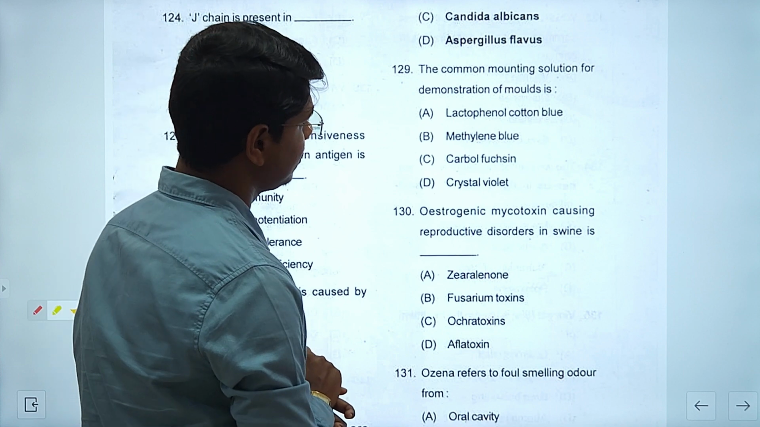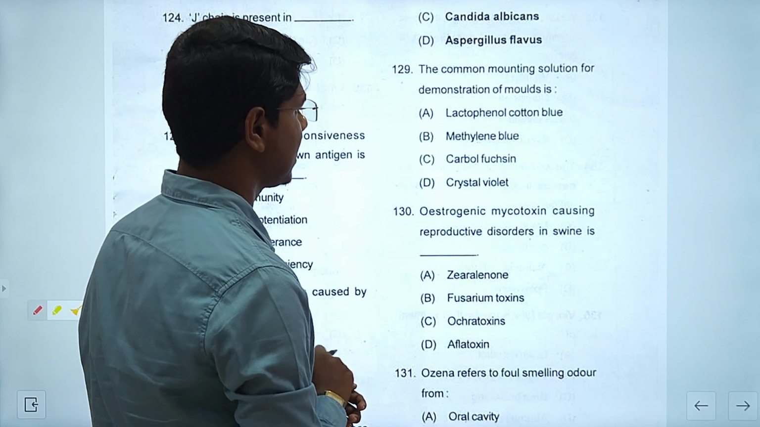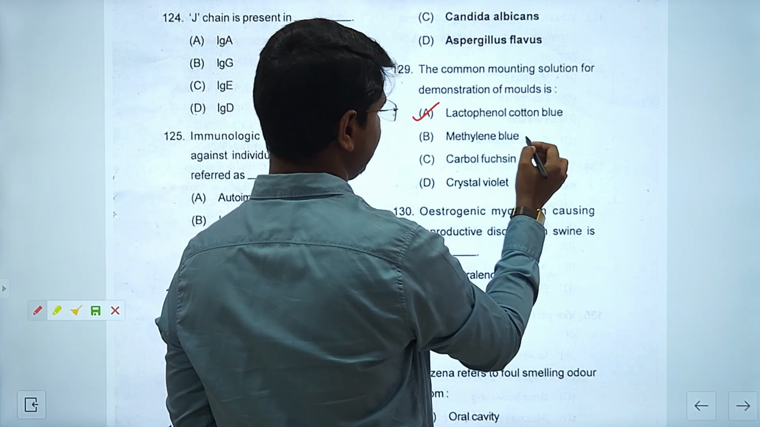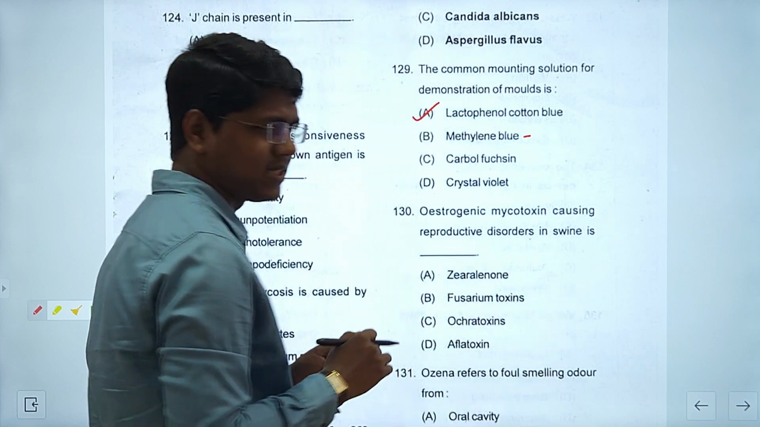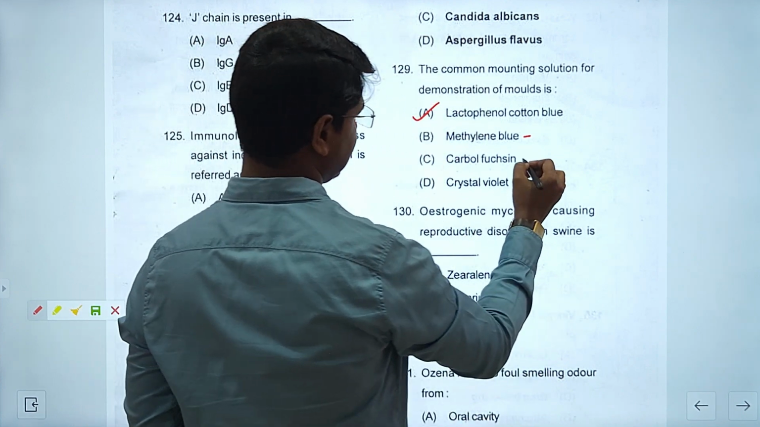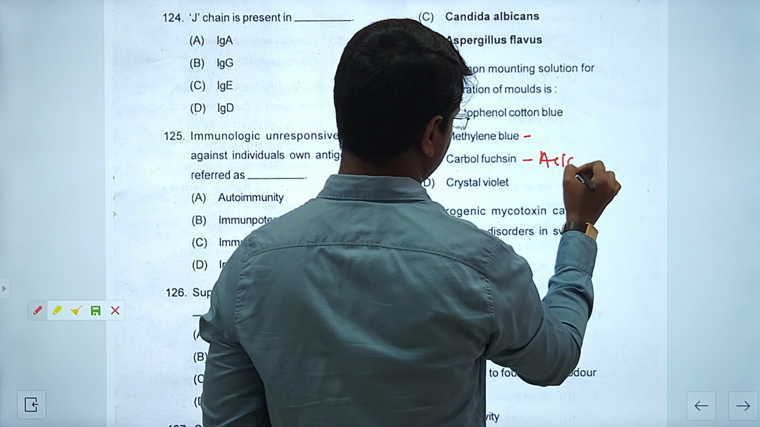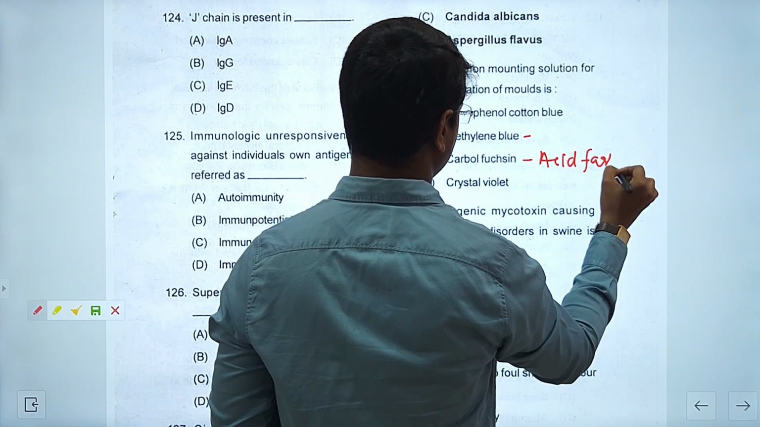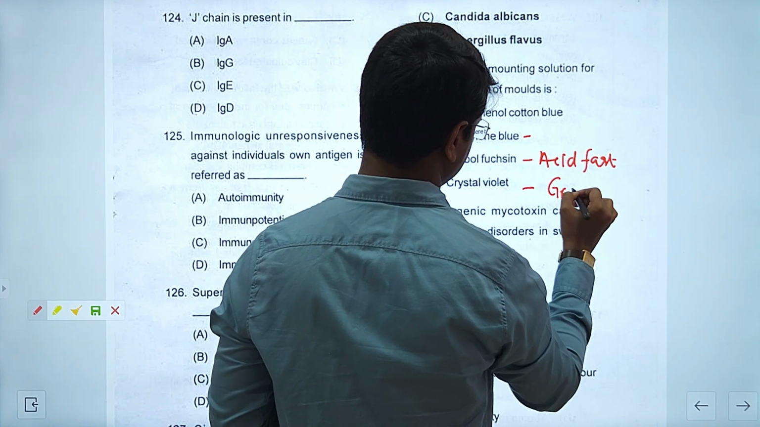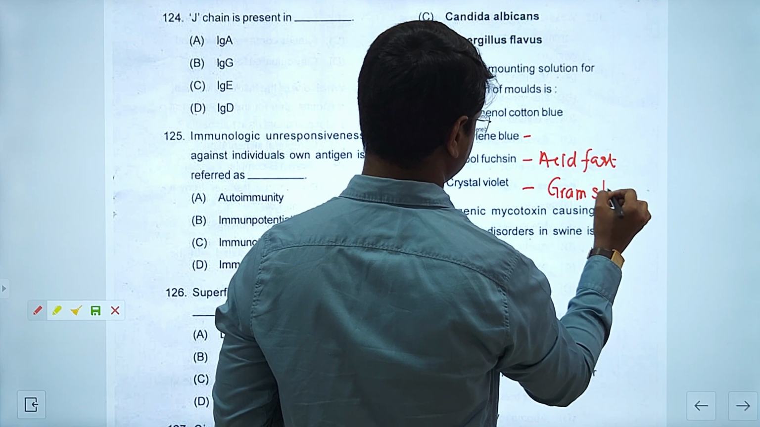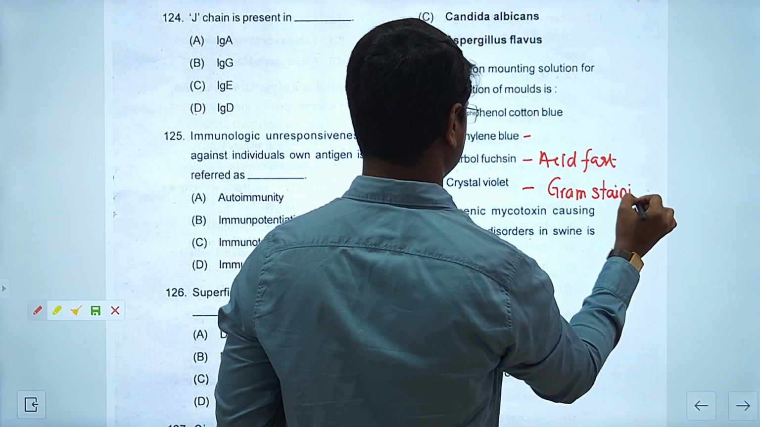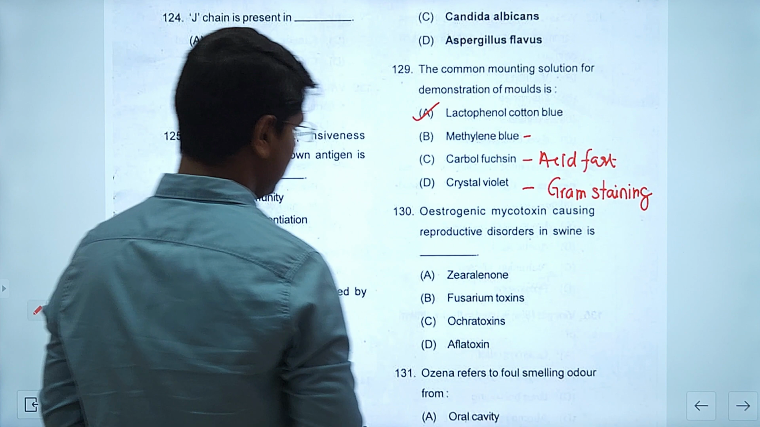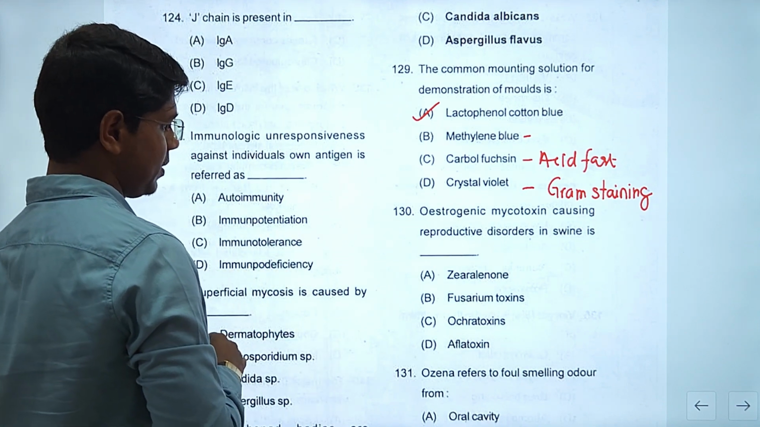The common mounting solution for demonstration of mold is lactophenol cotton blue. Methylene blue is used for staining of the cells. Okay. Carbol fuchsin is an acid fast stain. Crystal violet is a part of gram stain. Estrogenic mycotoxin causing reproductive disorder in swine.